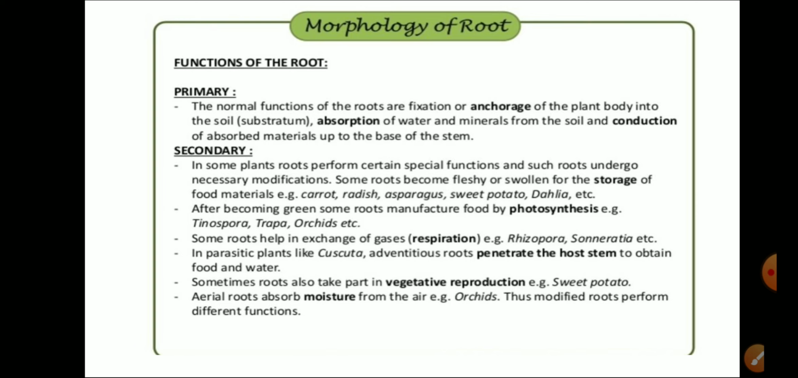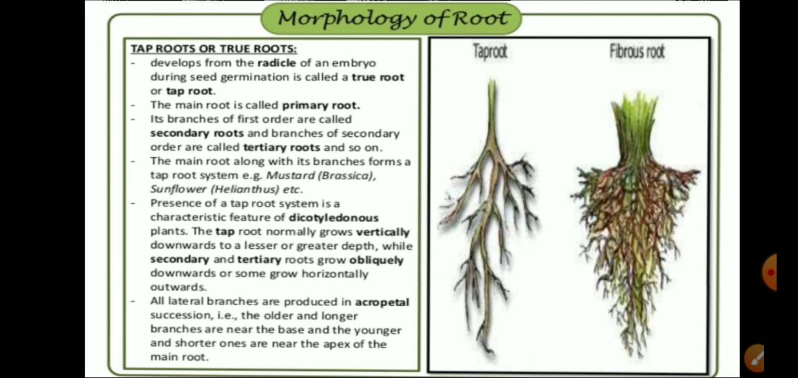Then we have certain images of the roots where they are modified. There are two types of roots, tap root and fibrous root. The tap root develops from the radicle of an embryo during seed germination, that is the true or tap root. This is the main primary root. Its branches of the first order are called secondary roots, and the next order are tertiary roots. It is found in mustard. Presence of a taproot system is a characteristic feature of dicot plants. They grow vertically downwards.